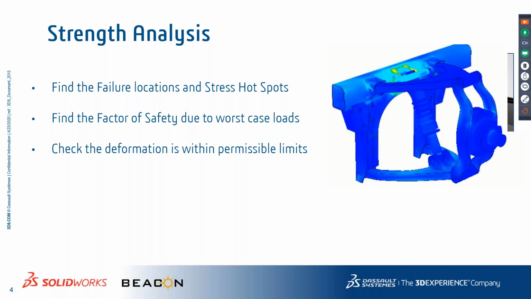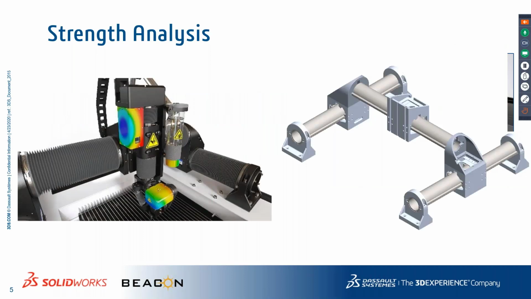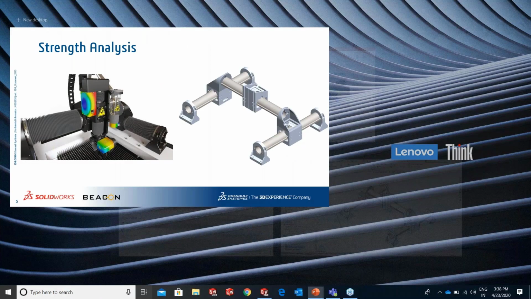Okay, basically the strength analysis helps us to find what all the stress hotspots are, what the factor of safety is, and it will also tell whether our design is over designed or under designed. So let us take this particular example, that water jet machine, which you have seen in the CAD presentation. I will just take this structure inside that particular machine, and we will do the analysis for this.